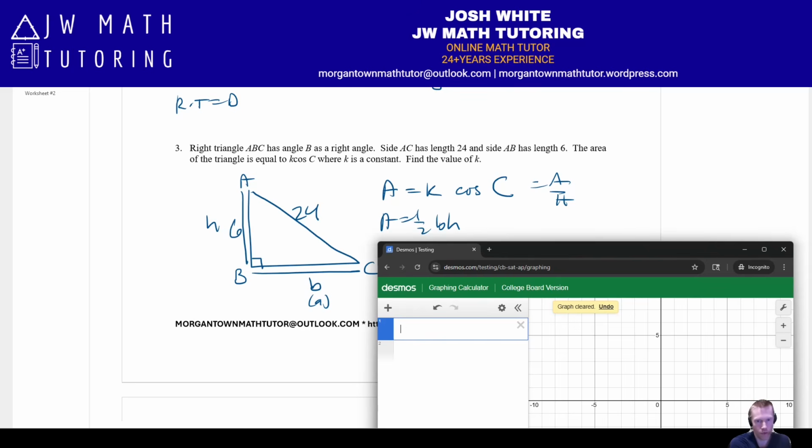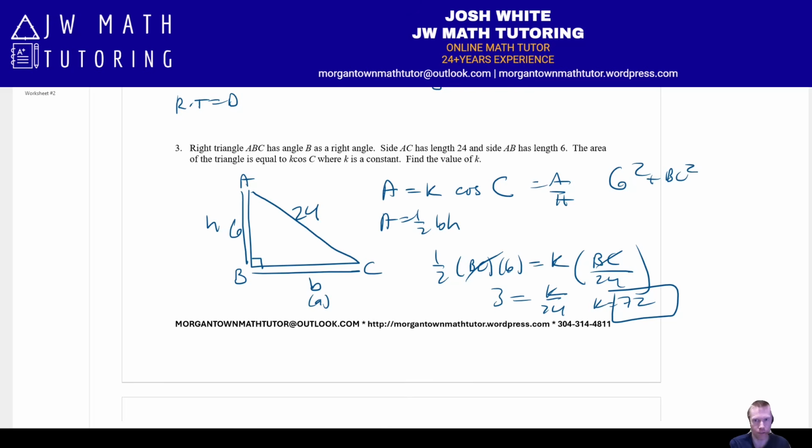So first of all, I am going to do the following. I'm not going to get the decimal value of BC. Instead, I'm going to get what its square root is, the exact value. Meaning 6 squared plus BC squared equals 24 squared. So BC is going to be 24 squared minus 6 squared, and then you square root both sides.